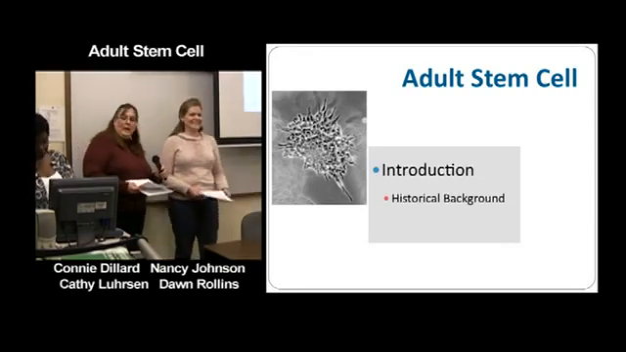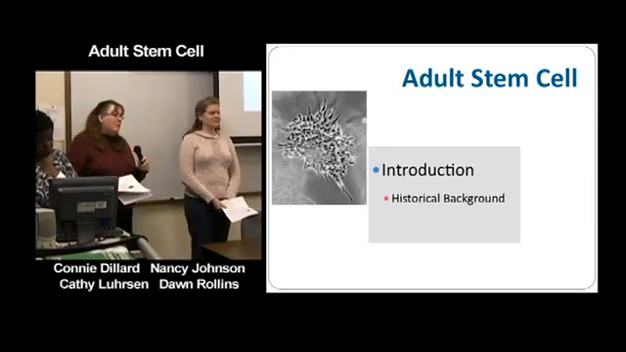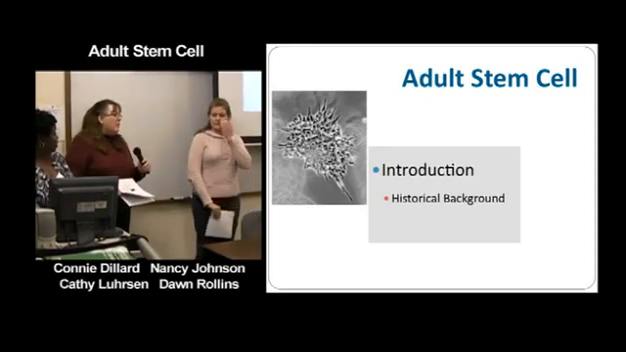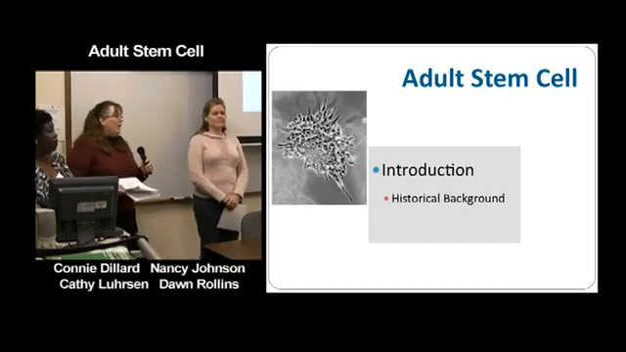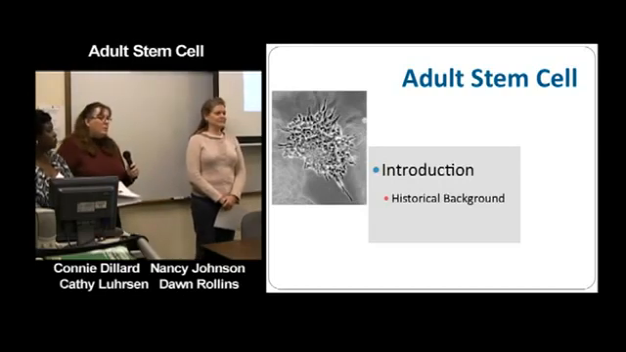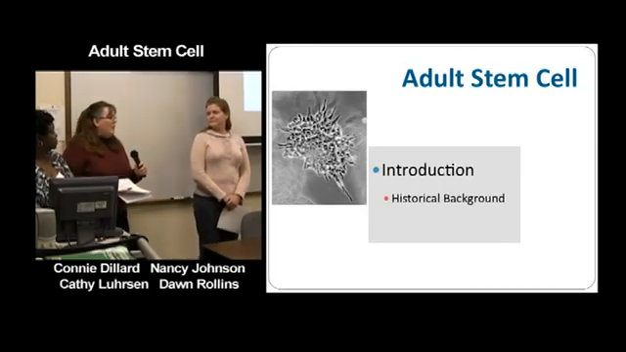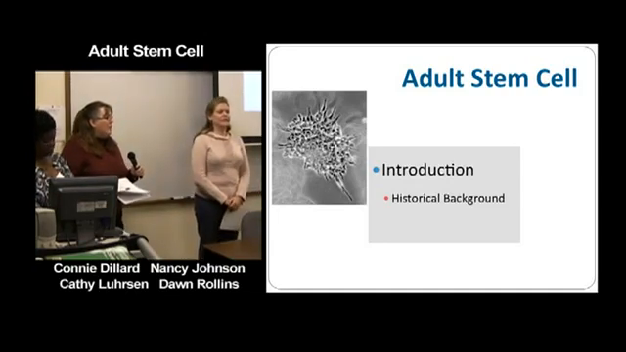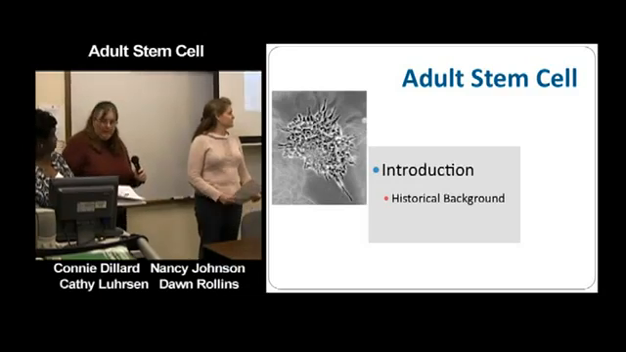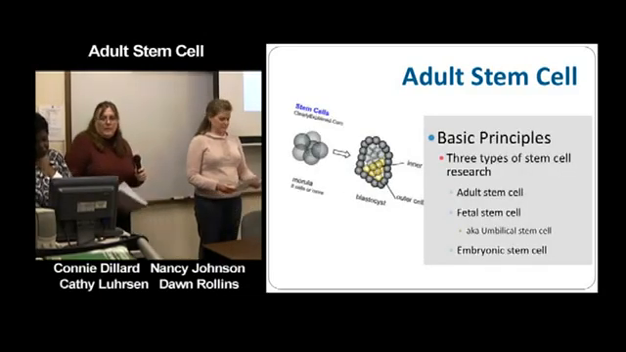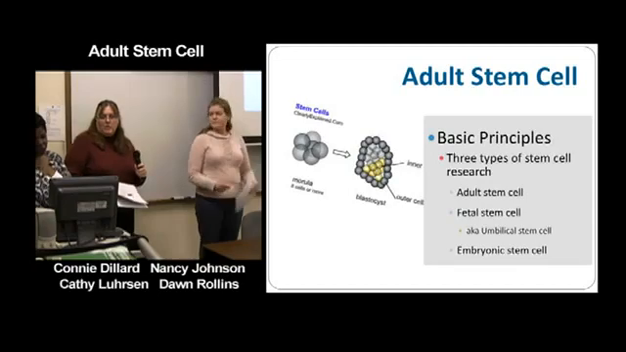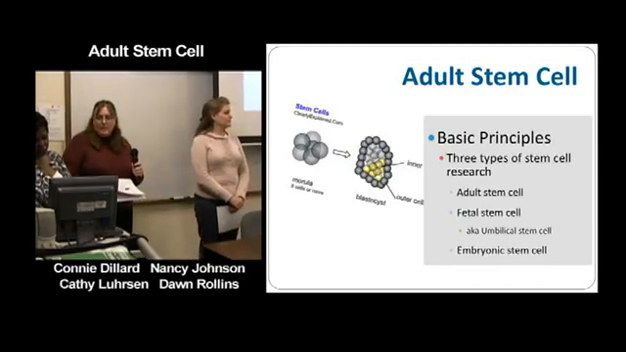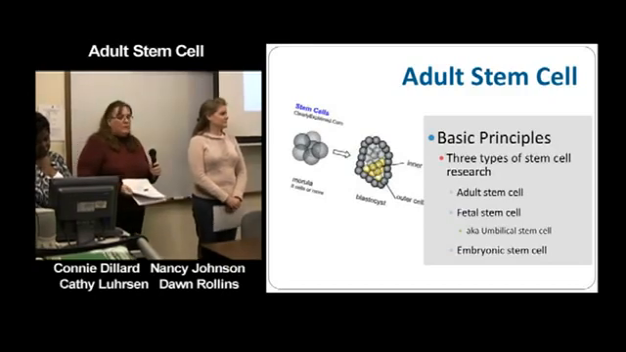And just to give you a historical background on adult stem cells, while our research was specifically targeted towards adult stem cells, it was really hard not to delve into some of the other aspects of stem cell research. So we're going to define all of them for you and let you know the differences between the types of research and the regulations and so forth. The three basic types of stem cell research are adult stem cell, fetal stem cell, also known as umbilical cord stem cell, and embryonic stem cell research.